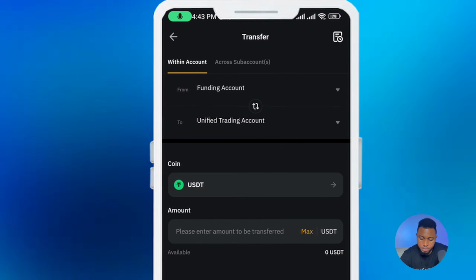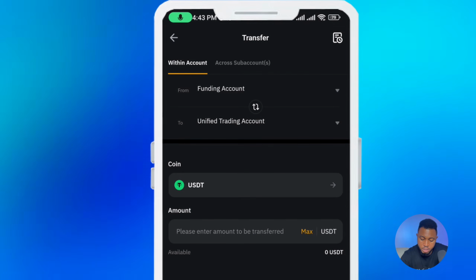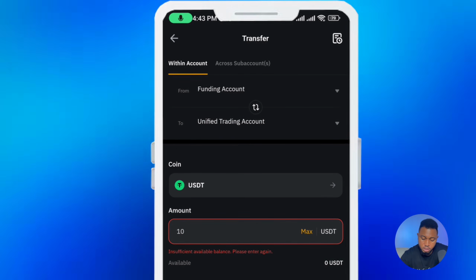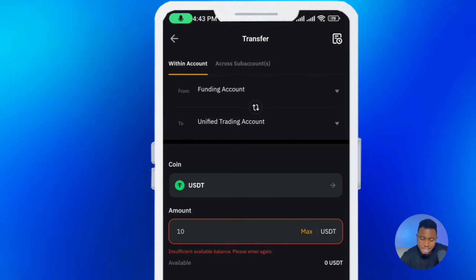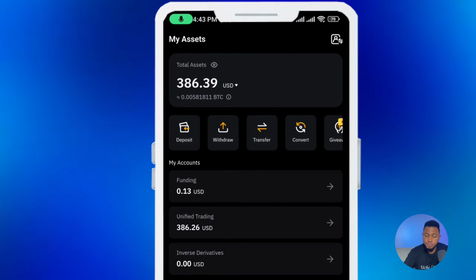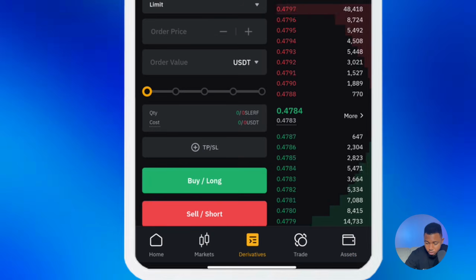But if you're using Bybit, unified trading is okay. But in case yours is showing futures or derivative account, select derivative over here, put in the amount in USDT, and let's say $10, and then click on confirm. For me, I already have my money in my unified trading account, so I'm just going to continue with this video.